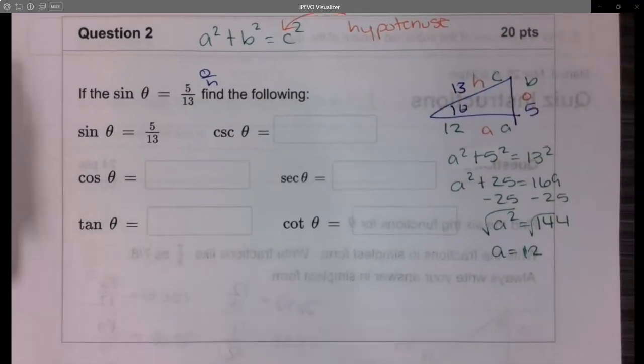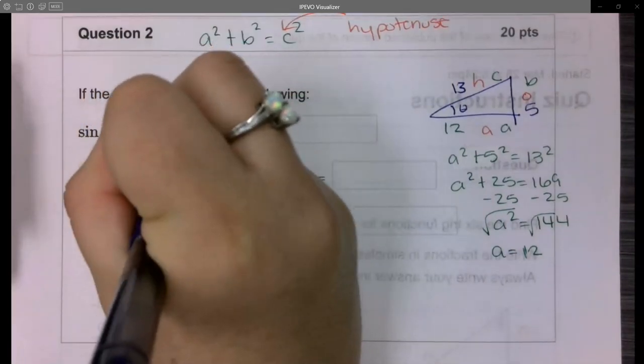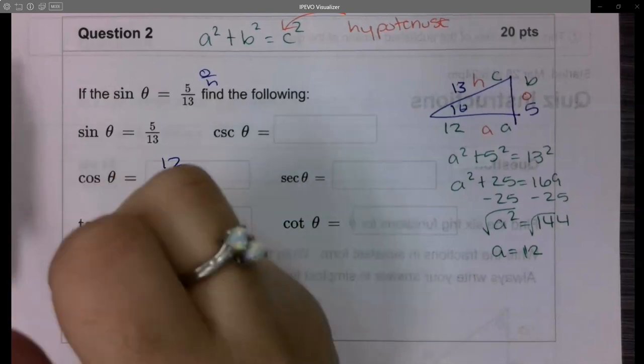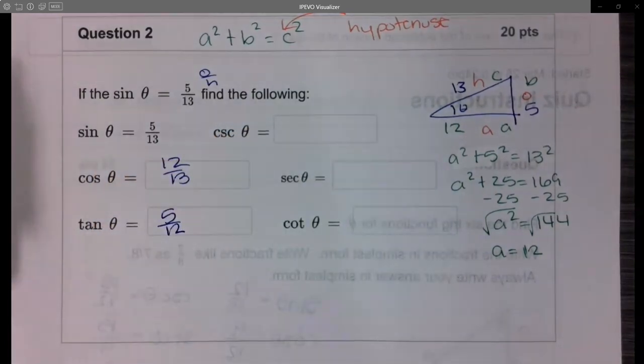Now that I know it, I can fill in my ratios. I have cosine should be adjacent over hypotenuse, which is going to be 12 over 13. Tangent is opposite over adjacent, so 5 over 12. If I tried simplifying these ones on Desmos, they will give me back the same fraction.